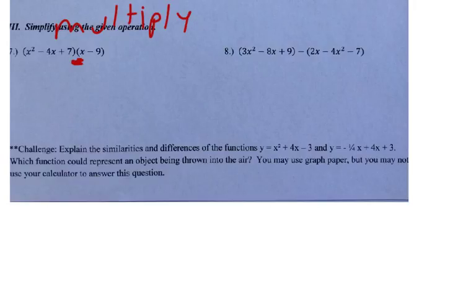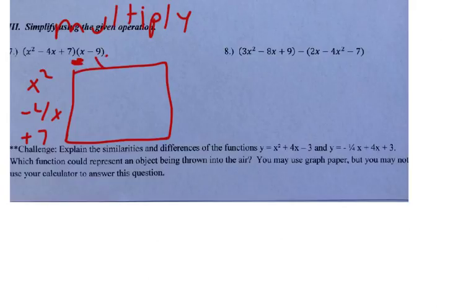So I can either use FOIL or I can use the box method. I'm going to use the box method. So x squared minus 4x plus 7. That's going to give me 3 rows. And then I'm going to write x minus 9 on top for my columns. And then x squared times x gives me x to the 3rd power, just adding the exponents when you multiply.